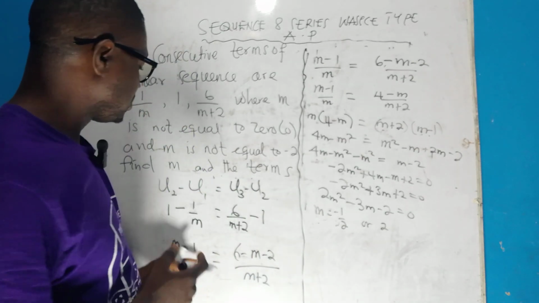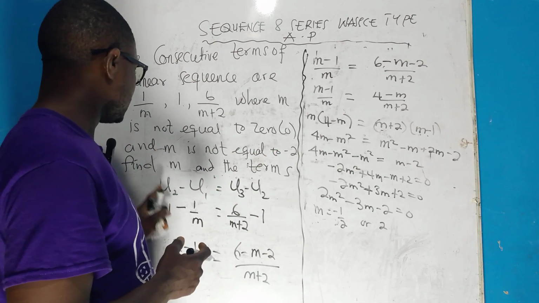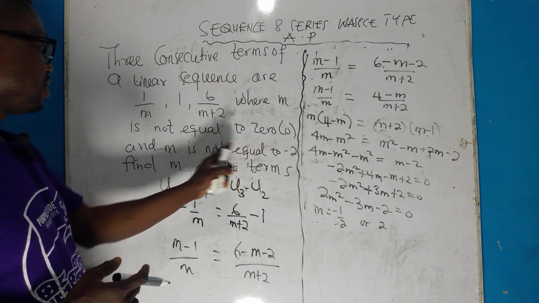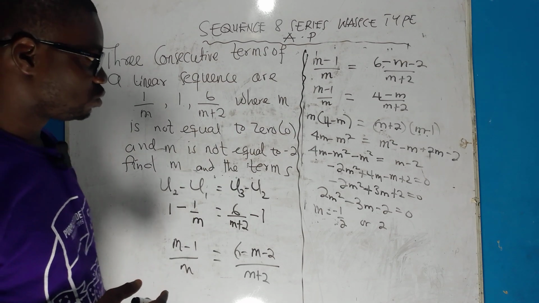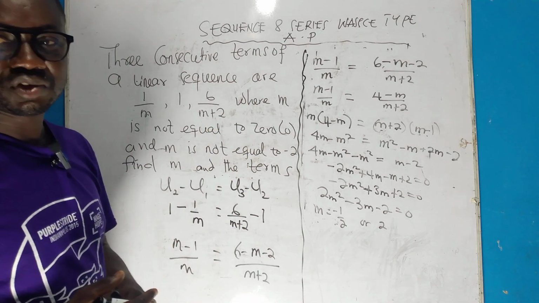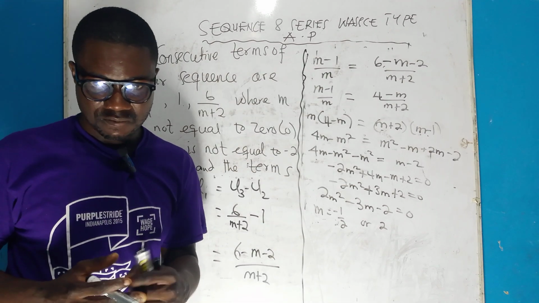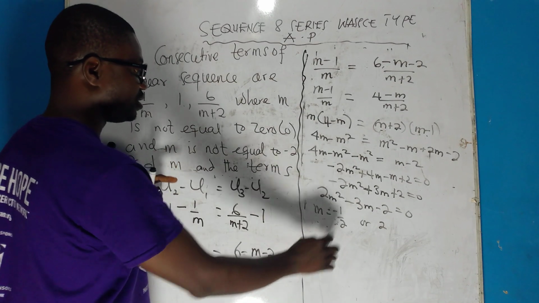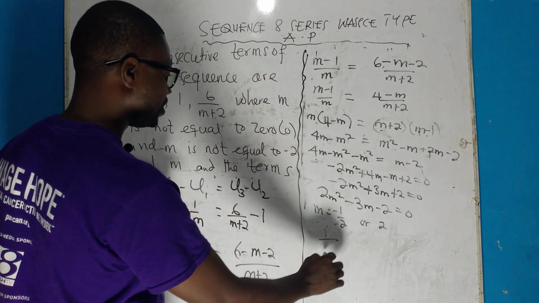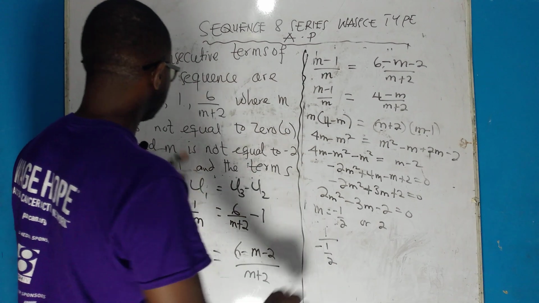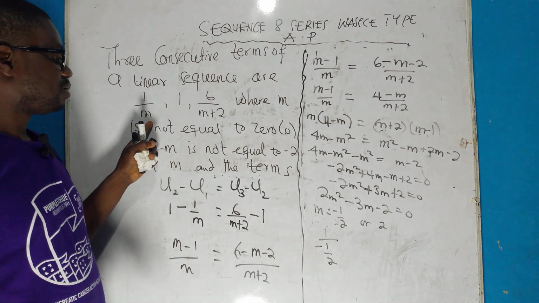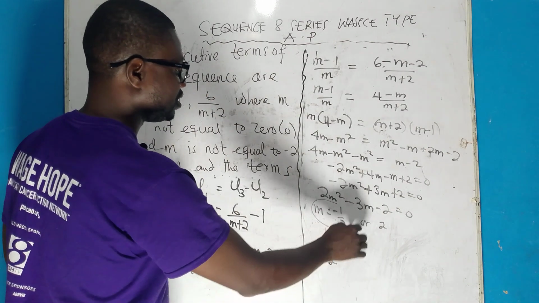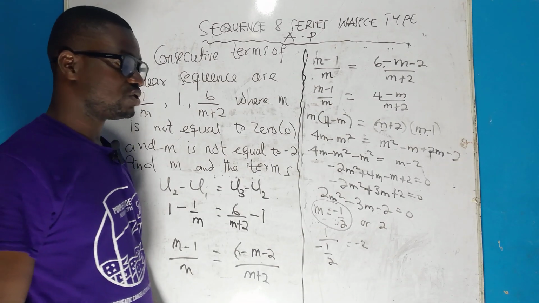Now, the question says that m should not be negative 2, it says m is not equal to negative 2. So when you place these terms into the expression, you shouldn't get a negative 2 value. So let's look at it. When m is negative 1 over 2, you're going to have 1 over negative 1 over 2. That is the first term. And when you simplify, you get negative 2. So it means that m equal to negative 1 over 2 is not accepted.